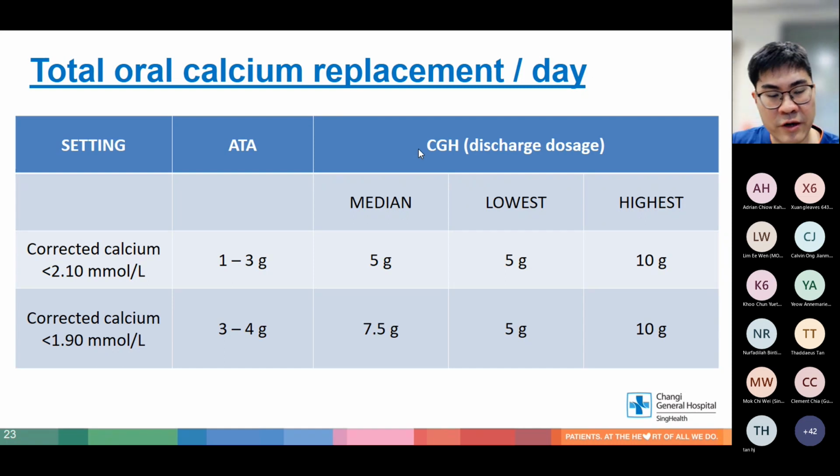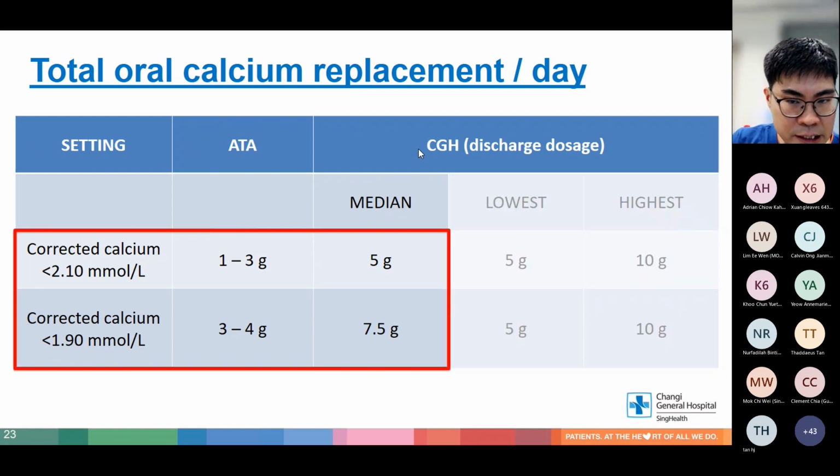Looking at the median dosage for patients with mild or severe hypocalcemia, we find that our patients usually need about 5 to 7.5 grams a day, meaning we usually give about 2.5 grams BD or Q8 hourly. The problem is that if the night staff, the on-call team, reverted to ATA, it officially means that most of our patients, if not all, will still be undertreated.